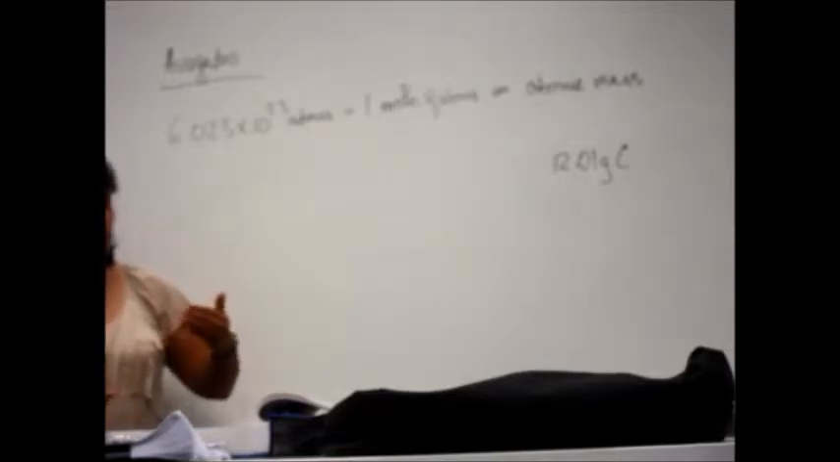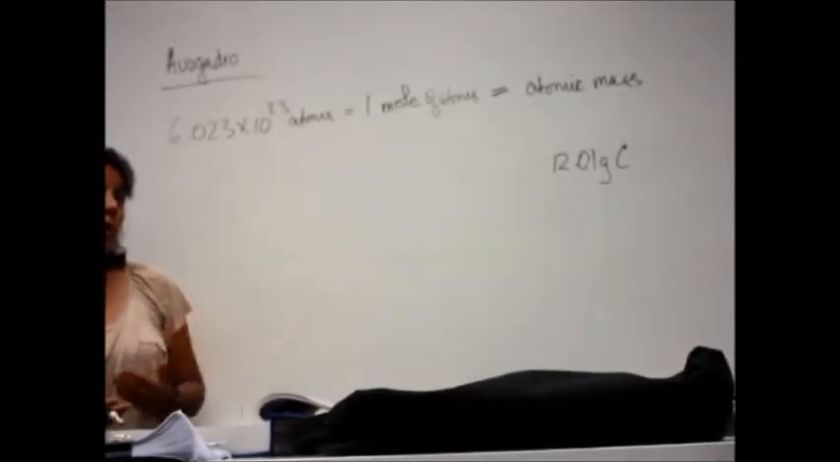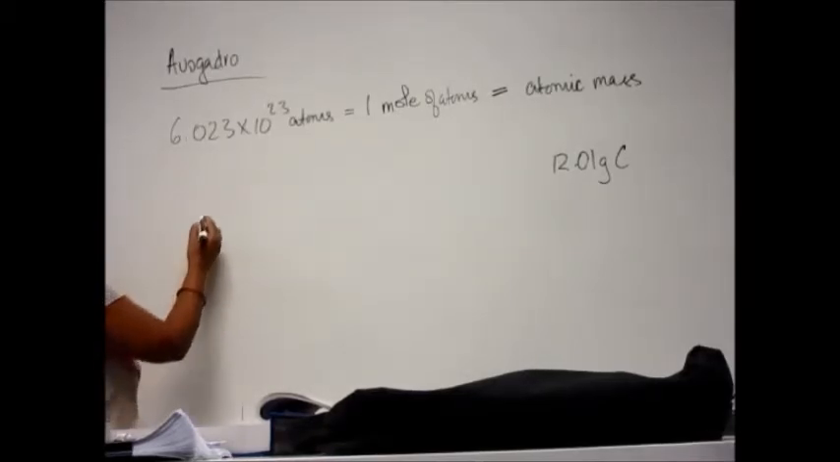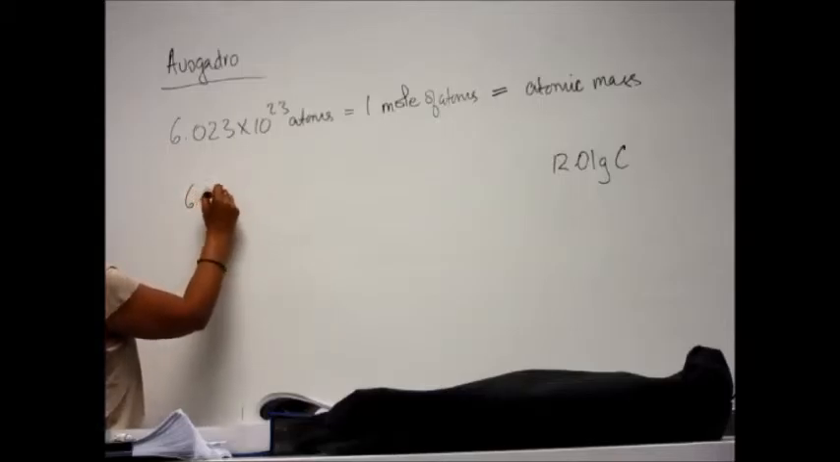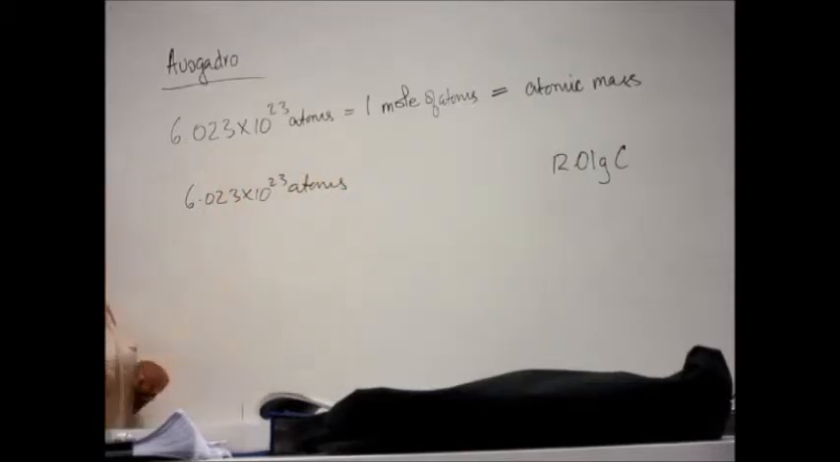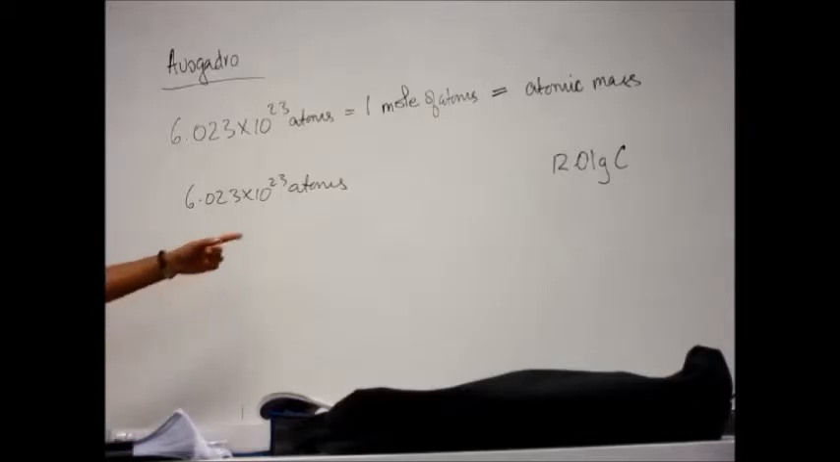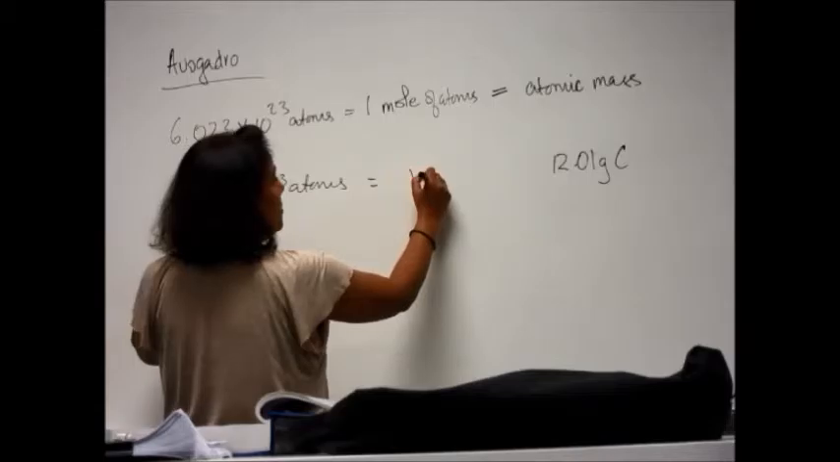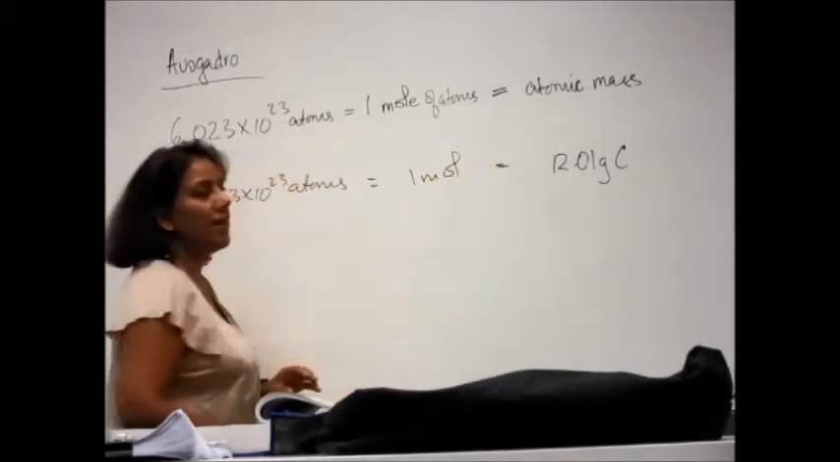If I go into the lab and I weigh out 12.01 grams of carbon, how many atoms of carbon will I have? That's what I will have. Okay? So the atomic mass that's on the periodic table is for that many number of atoms. And that many number of atoms is equal to 1 mole of atoms.